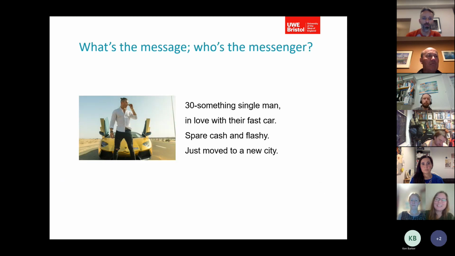So I'm going to shift back to you lot now. So based on what I've just been saying, we've got an example here of this guy in front of his Lamborghini or some kind of flashy car. And he's this 30-something single man who's in love with his fast car. And he has spare cash and he's quite flashy. He likes to show off and buy things that are on trend, and he's just moved to a new city. So if we want to get this guy driving less, what's the message and who is the messenger?